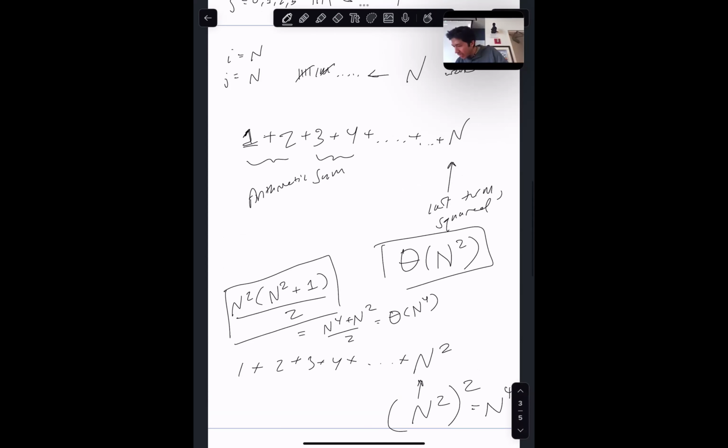What we were saying is if you know the last term of your arithmetic sum and you know the first term of your arithmetic sum, you take the last term, parentheses, the last term plus the first term, divided by 2, right? Let's simplify this. N squared plus n all over 2, right?